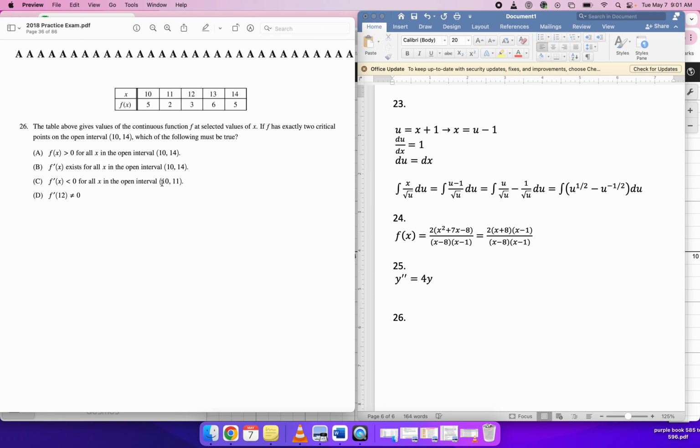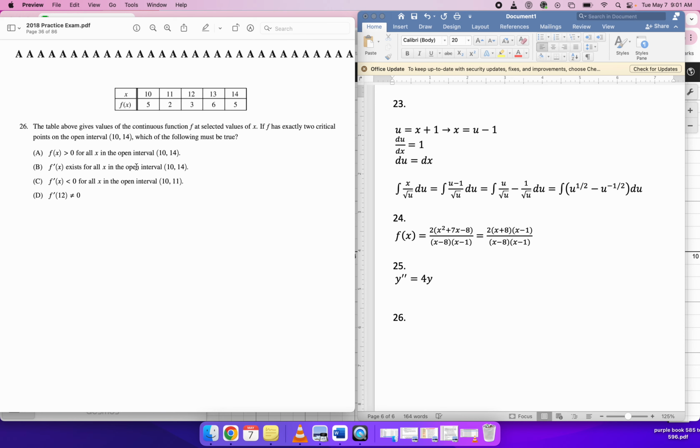B. f prime exists for all x in the open interval. Why would that be true? All you know is the function's continuous. Continuity does not imply differentiability. The converse is true. Differentiability implies continuity, but you can have continuous without differentiable. There's no reason to assume that the function's differentiable throughout this whole thing. There might be corners and stuff. So it's not A or B.